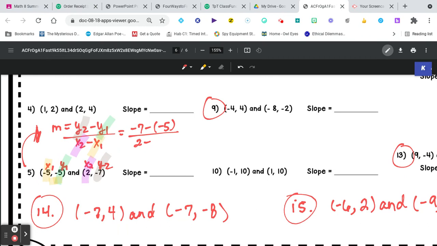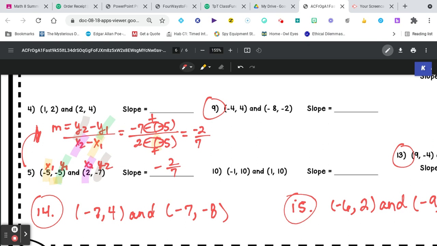So I'm subtracting a negative. Put it in parentheses. And this double negative is a positive, and this double negative is a positive. So on the top, I end up with negative 7 plus 5, which is negative 2, and 2 plus 5, which is positive 7. So the slope is just negative 2/7, guys.